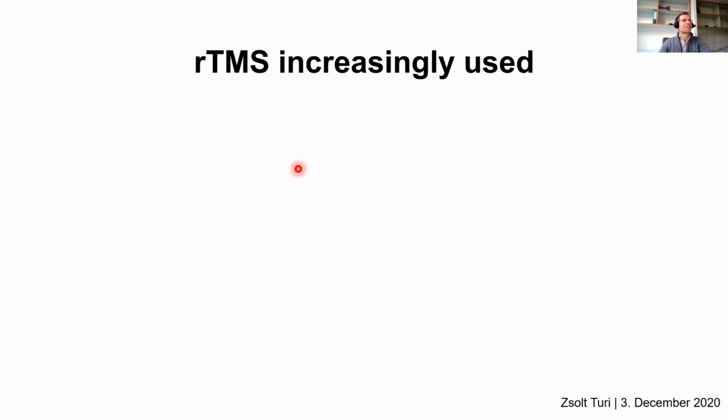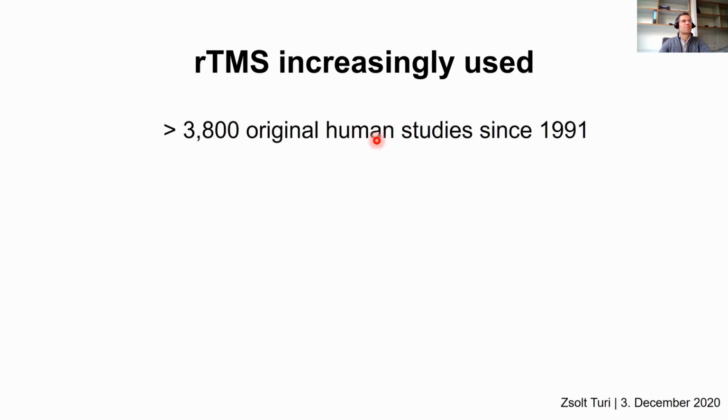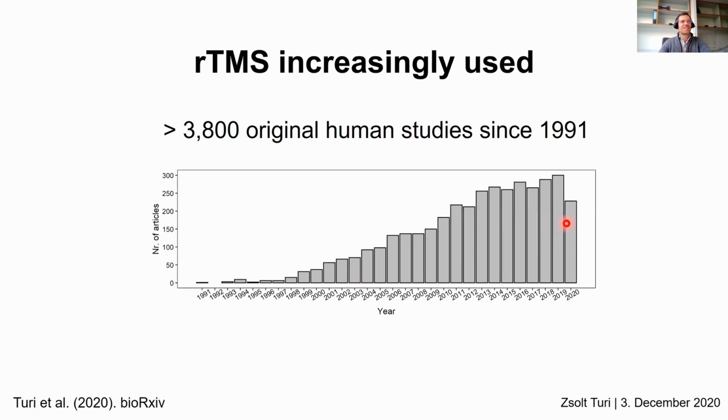rTMS is also an increasingly used stimulation method. We recently performed a systematic review since 1991, which was the first rTMS study published and available on PubMed. Since then, until the end of summer, we found more than 3,800 rTMS studies, and this is only original human studies, where rTMS was applied on human participants. So this does not count animal studies or in vitro stimulations. So it's a huge number.